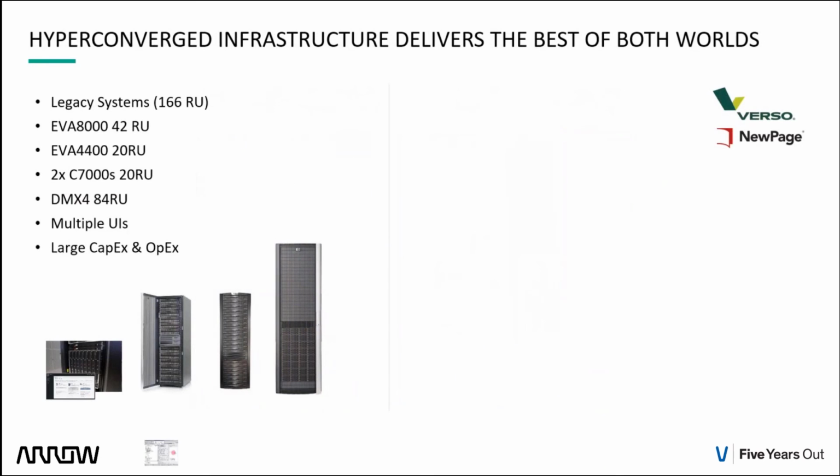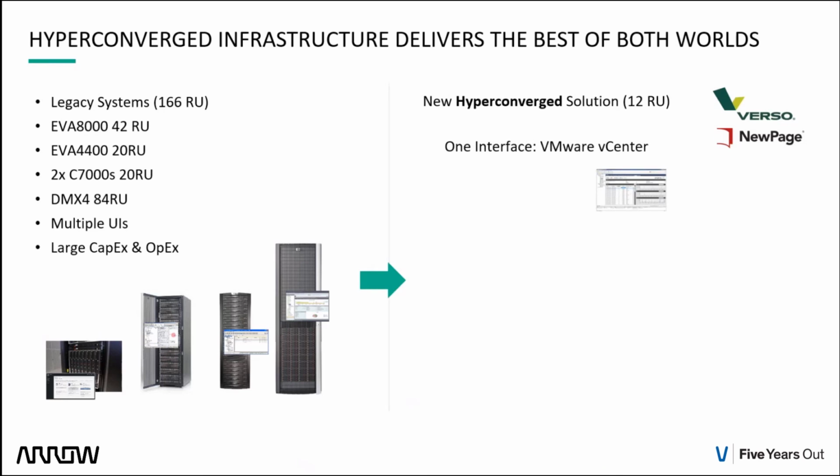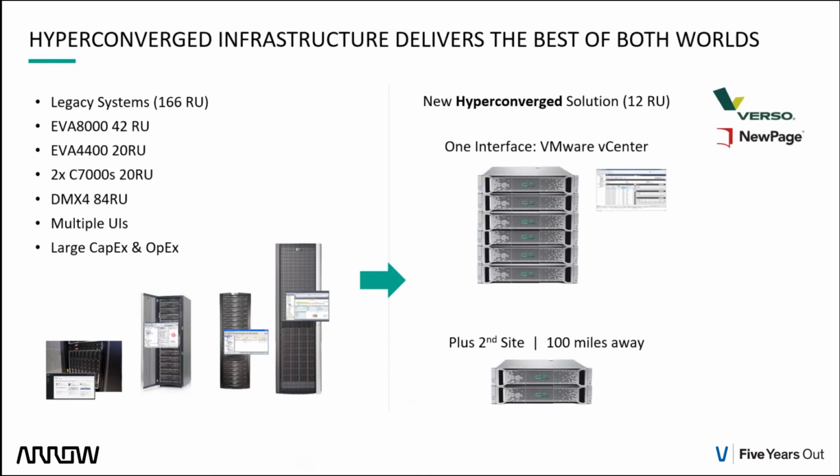Here's another example. Here you have a customer who has 166 rack units. That's about 4 racks of equipment. We can see that they have some EVA, they have IBM, EMC DMX storage, and they also have 4 user interfaces to manage the environment, probably with at least a couple of storage admins. After the implementation of Simplivity, you see they now have 12 rack units with 1 management interface, which is vCenter. And they have 4 more rack units 100 miles away for DR.